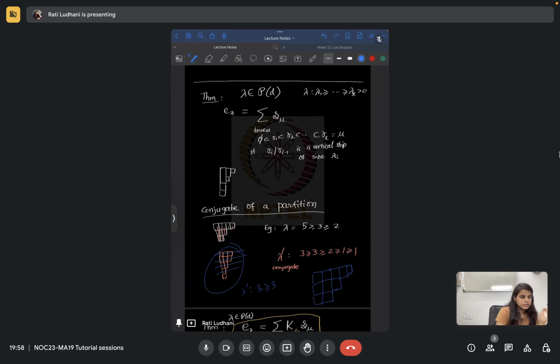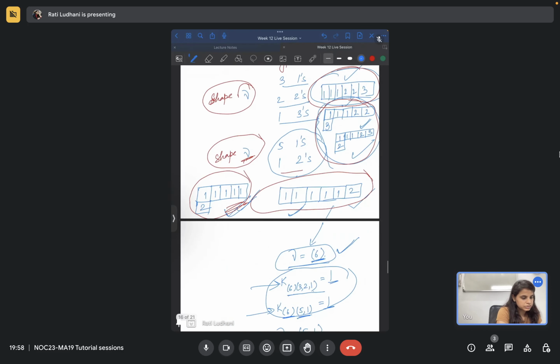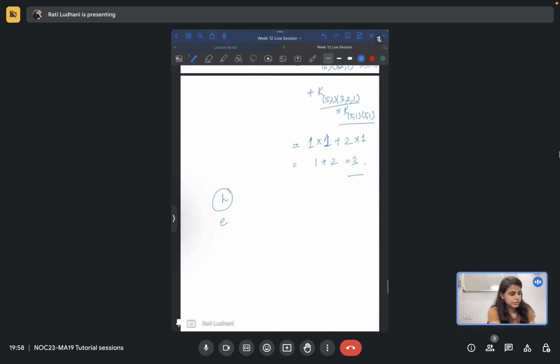So for example, in our question, if you want to find out for 5 1, for example, this is 5 1, what will you get? You will get 2 1 1 1 1.